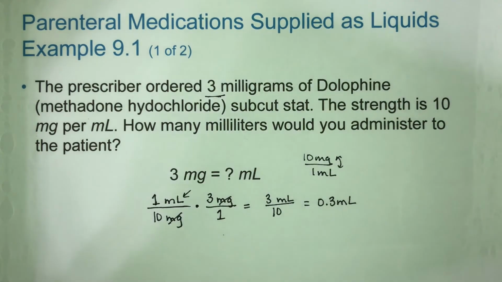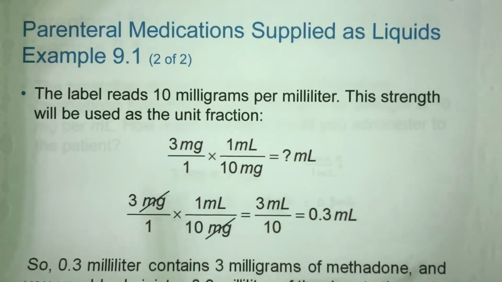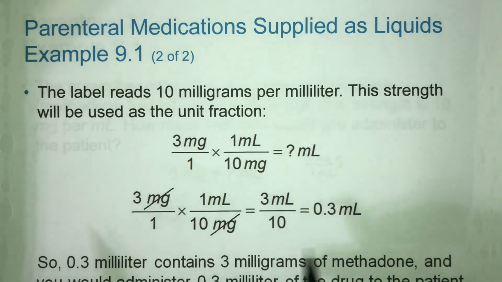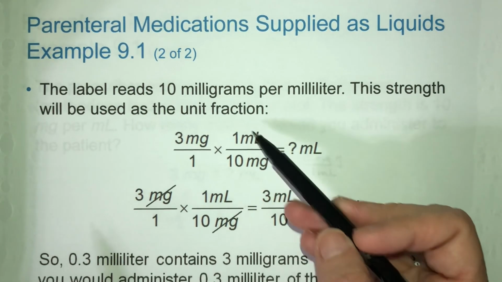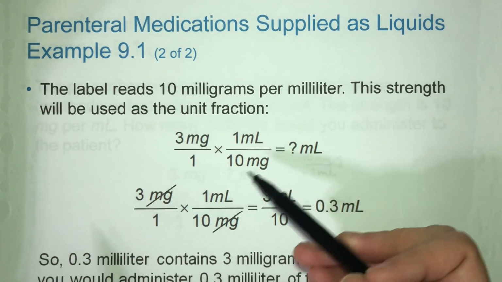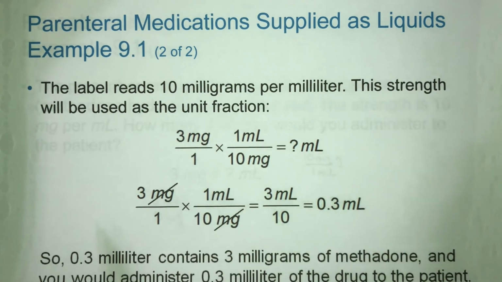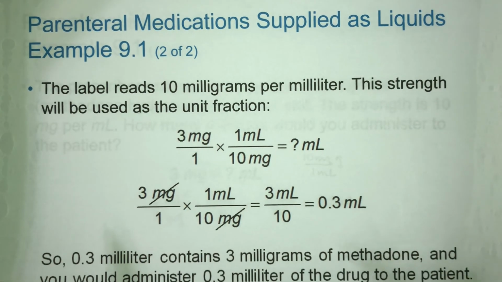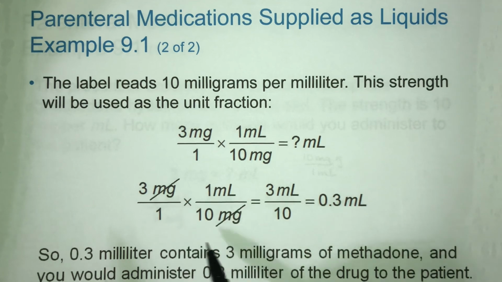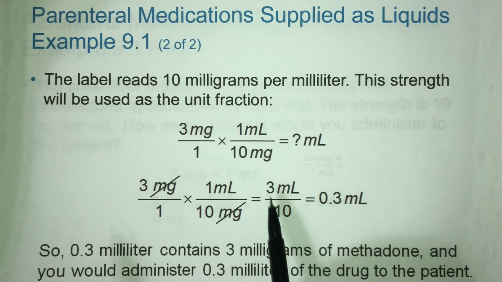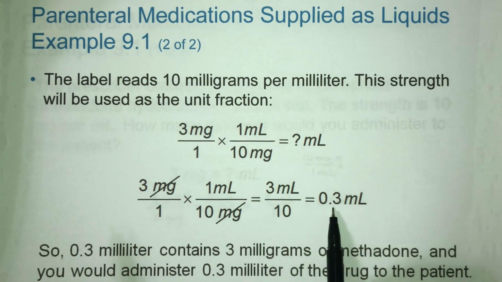If you look on the next slide, you can see that that's exactly what they did. Okay, here's that relationship we had. We flipped it with a milliliter on the top. They multiplied on the left here. We multiplied on the right. It's exactly the same thing. You can see them doing the cross cancellation. And then they did the arithmetic, 3 divided by 10 to get 0.3.